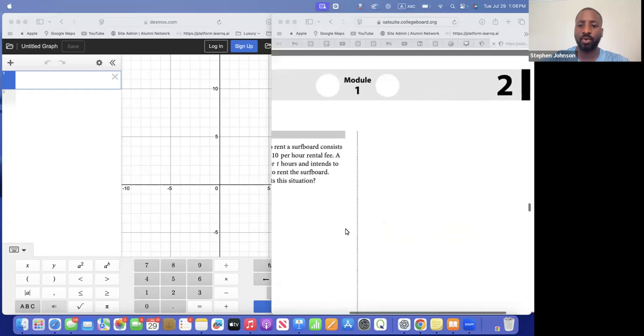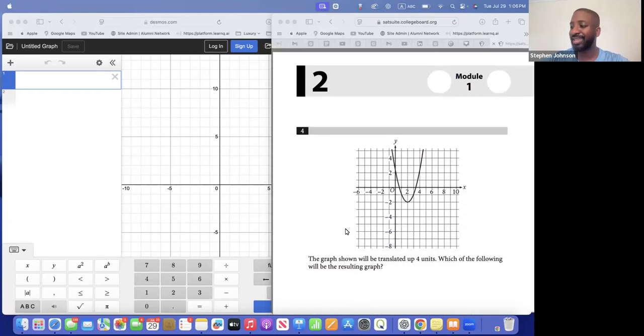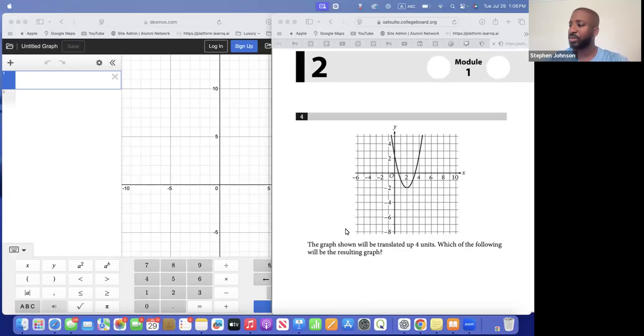So let's go to question number 4. Question 4 is, again, what do we see? Another diagram question. So again, we have a parabola this time, but like I mentioned to you, in all graph questions, we're looking at what the y-intercept is, which looks like it crosses somewhere between 2 and 3 right there. And for parabolas, it's also very valuable to find where the vertex is. So our vertex here is at 2, -2. This question says the graph shown will be translated up 4 units. Which of the following will be the resulting graph?